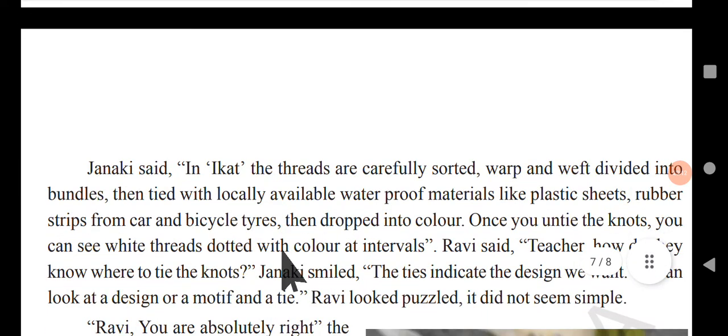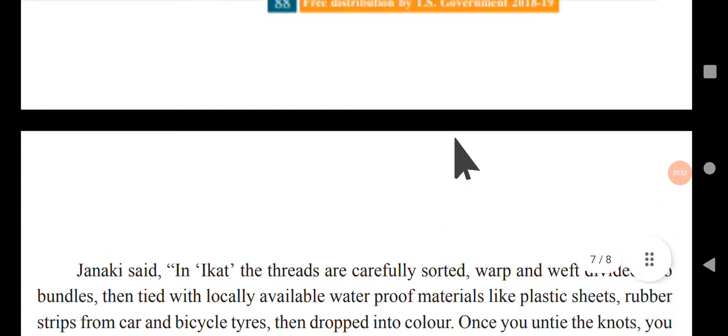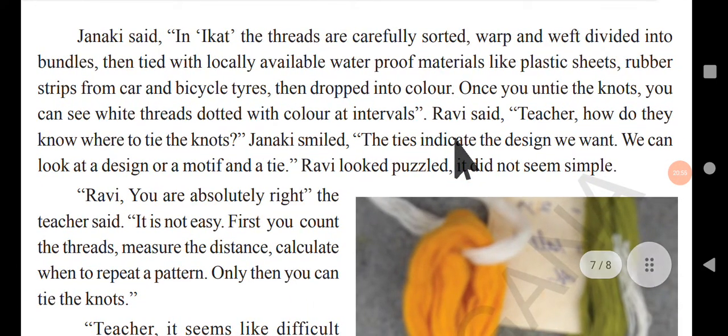Moving on to the next page, Janaki said, in Ikat, the threads are carefully sorted, warp and weft divided into bundles, and then tied with locally available waterproof materials like plastic sheets and rubber strips from car and bicycle tires, then dropped into color. So in Ikat designs, the threads are carefully sorted, divided into single pieces. Then they warp and weft divide them into bundles, and tie them into these bundles. Finally they use the available waterproof materials like plastic sheets and rubber strips from car and bicycle tires.